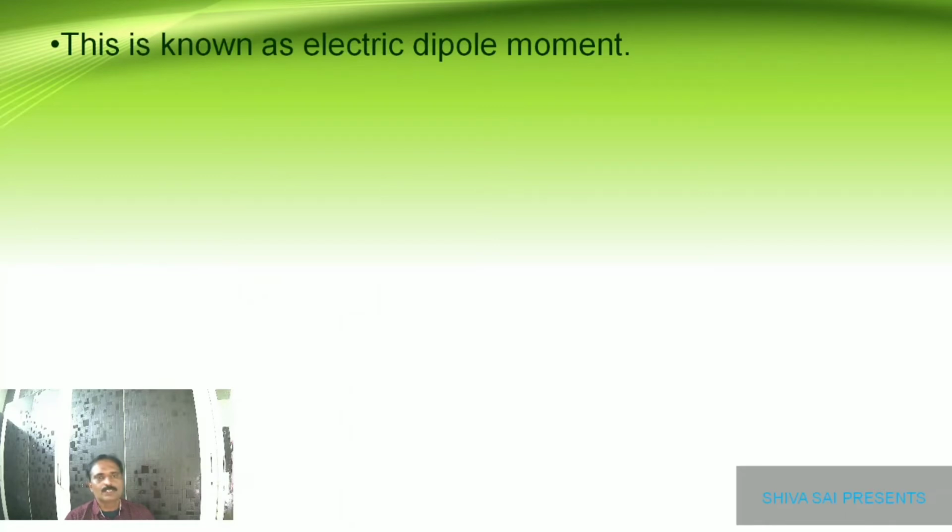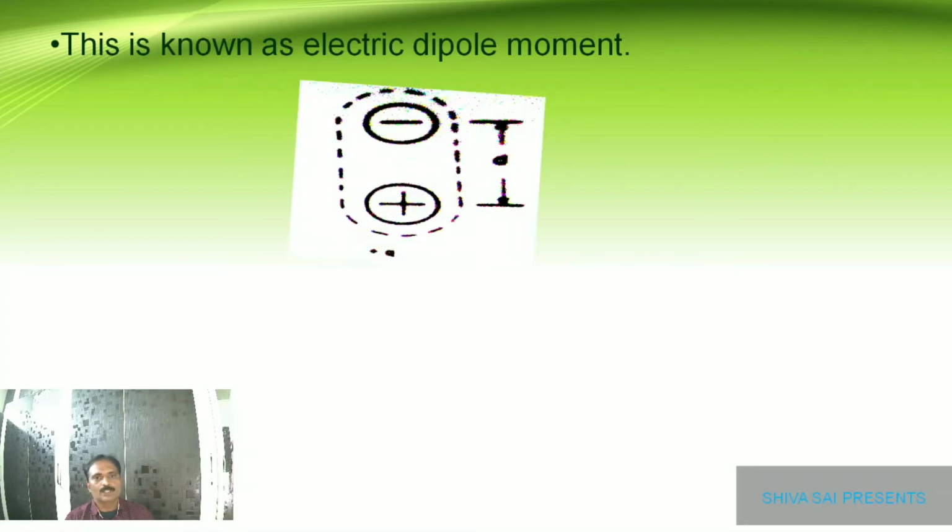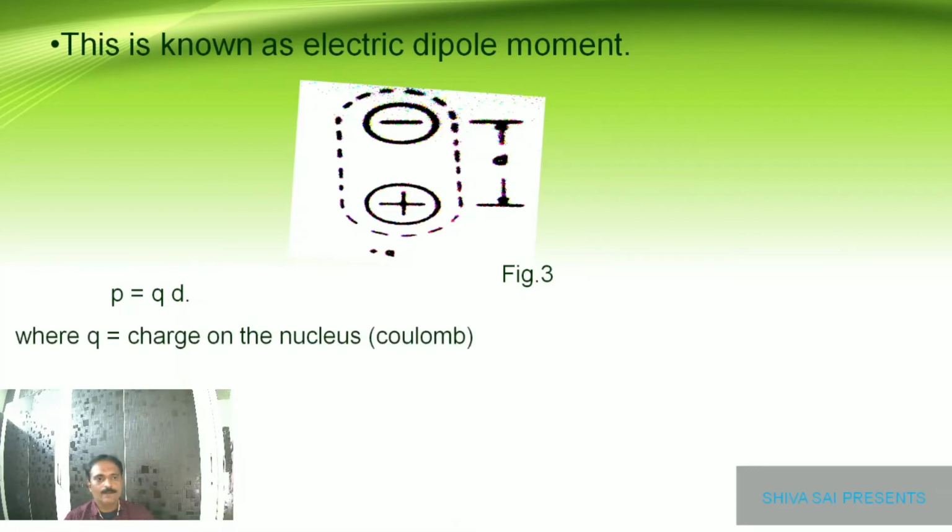This is known as the electric dipole moment, because we assume that the two effective charge centers are kept a little distance apart, say some distance d. Here this is the effective negative charge and this is the effective positive charge, which are aligned at a distance of d because of the applied electric field. This dipole moment is calculated as q into d, where q is the charge and d is the distance between the effective centers of positive and negative charge.